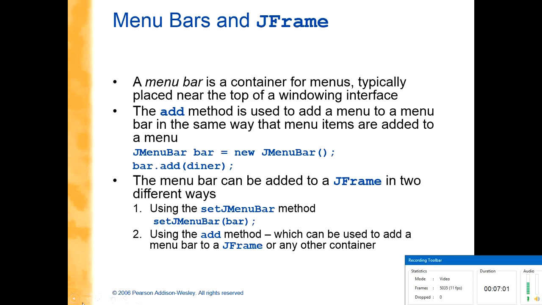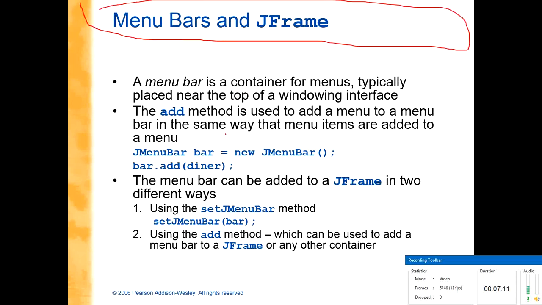Menu bar. A menu bar is a container for menus, typically placed at the top of the window interface. Normally we place the menu bar at the top of the window. The add method is used to add a menu to the menu bar, in the same way menu items are added to the menu. Always remember the hierarchy. First of all, you need to add the menu item to the menu, then place the menu on the menu bar. So again, we need to declare an object of the JMenuBar. Here we need not declare anything, it should be empty. Then on the bar, we need to add the menu.